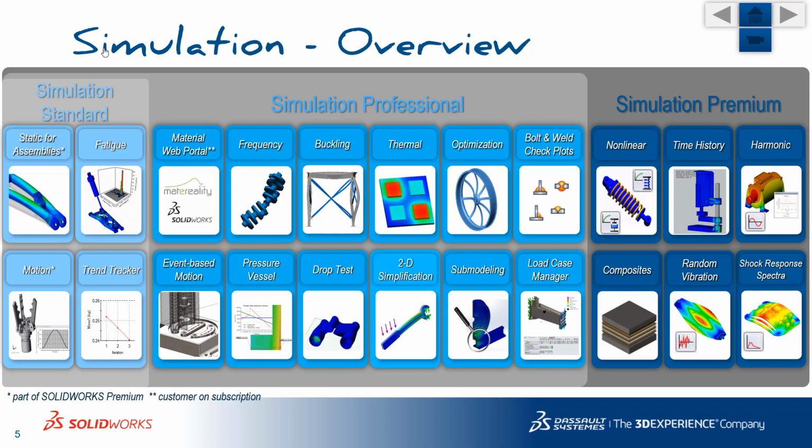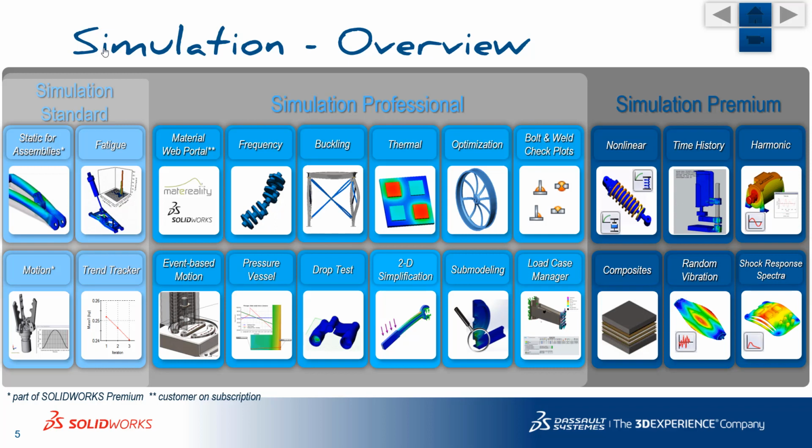Simulation Professional includes all of those things in Sim Standard, but then the addition of a lot more capabilities. So let's take a look at these. You have the Materiality Web Portal, which is a database of thousands and thousands of material properties that you can use in your analysis. Frequency analysis, this could also be called modal analysis or natural frequency analysis. So we can understand resonant frequencies in your design. Buckling is a potential manufacturing defect or a point of failure for your design, so you can understand that.